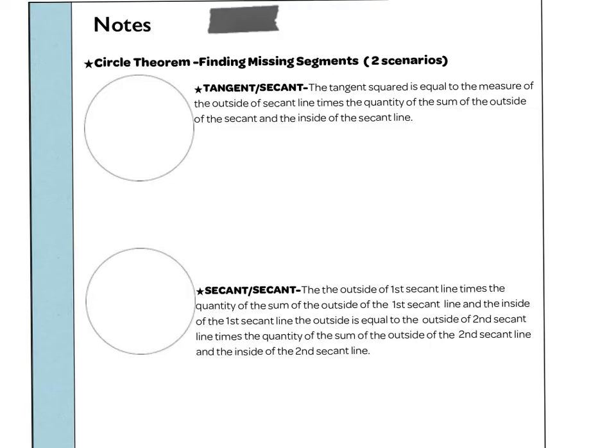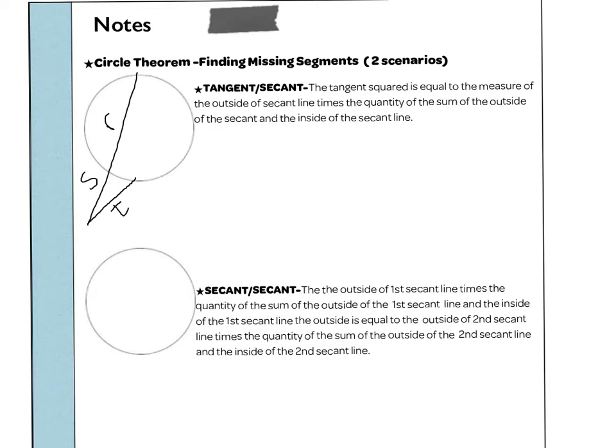What I'm going to talk about is two circle theorems. And again, we've seen this before, but these are highly missed questions from the Unit 7 exam. Circle theorems where we're finding the segments. And there are 2 scenarios that you need to think about. The first one is tangent secant. It says the tangent squared is equal to the measure of the outside of the secant line times the quantity of the sum of the outside of the secant and the inside of the secant.